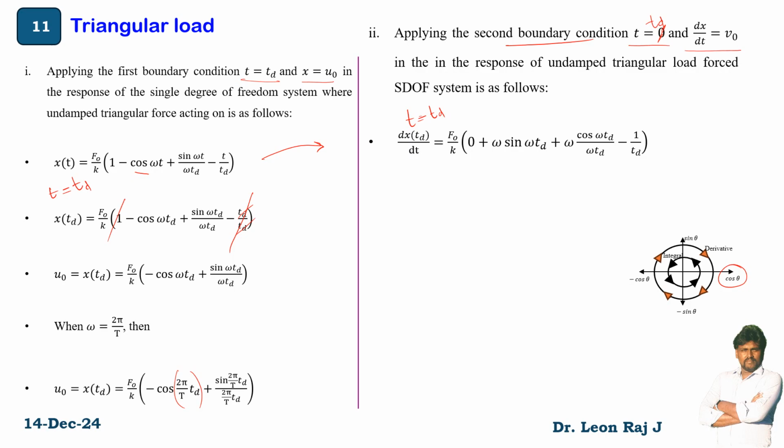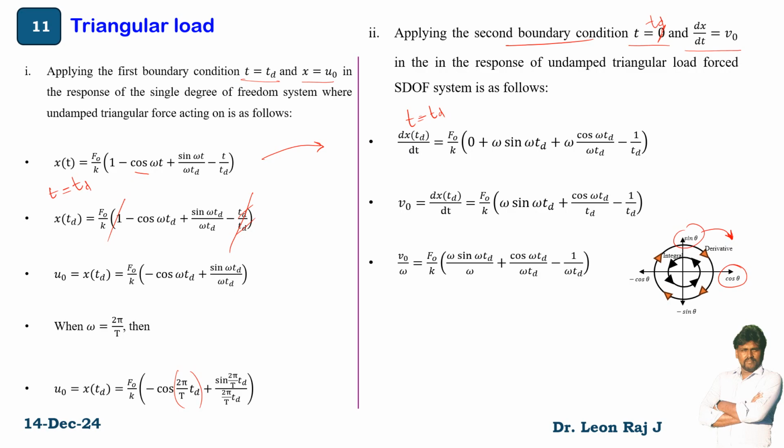Then further you are differentiating sin omega td. If you differentiate sine, you will get plus cos. So omega cos omega td divided by omega td minus 1 by td. This term becomes 0 and fades away. Then v0 equals dx at td by dt equals f0 by k omega into sin omega td plus cos omega td divided by td minus 1 divided by td.